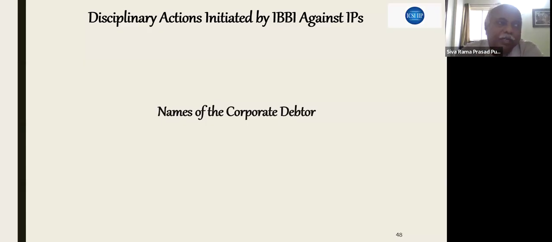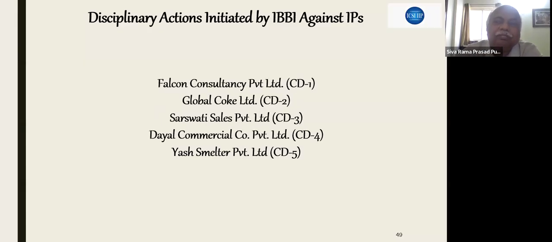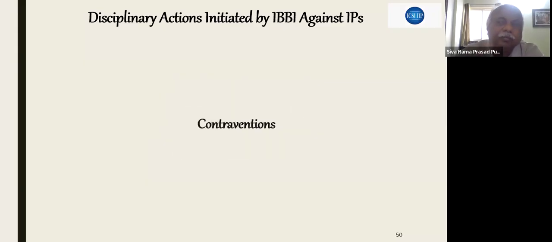Names of the corporate debtors. Another case: Falcon Consultancy Private Limited, CD1; Global Coke Limited, CD2; Saraswati Sales Private Limited, CD3; Dayal Commercial Company Private Limited, CD4; and Ashes Smelter Private Limited, CD5. Contraventions. What are the various contraventions in this case?